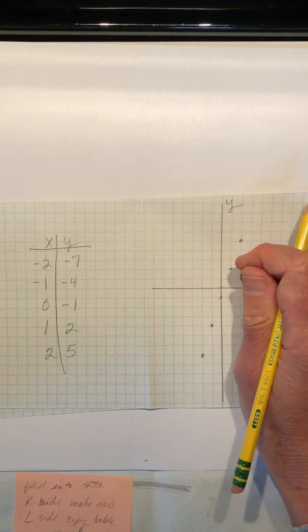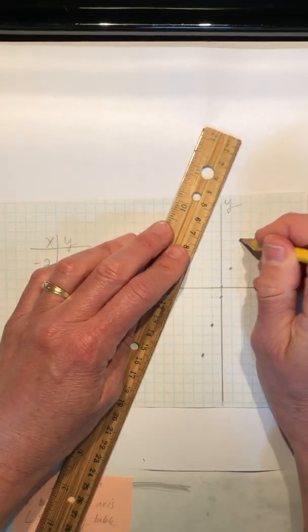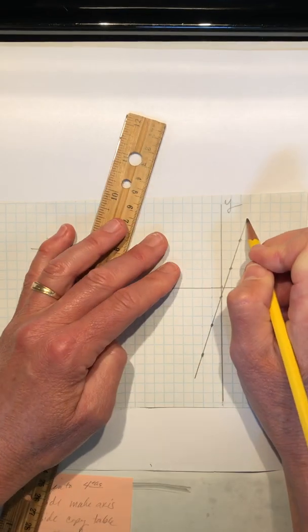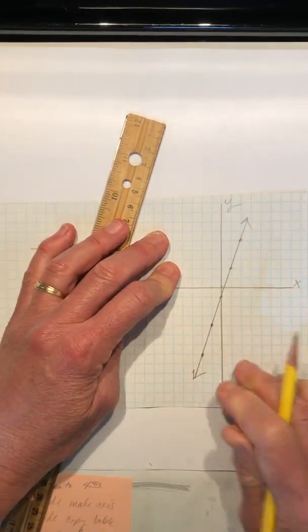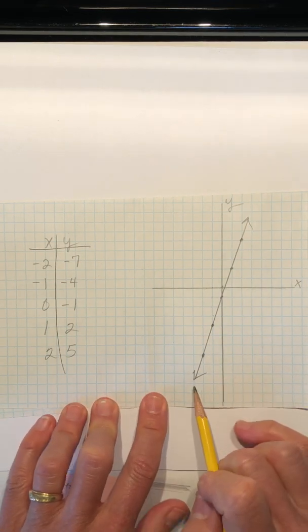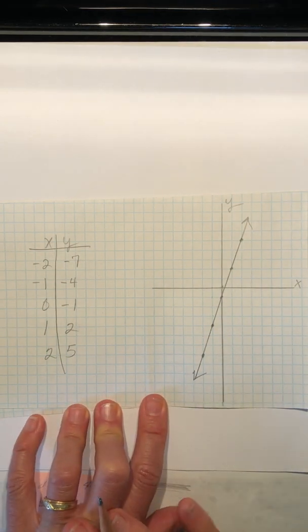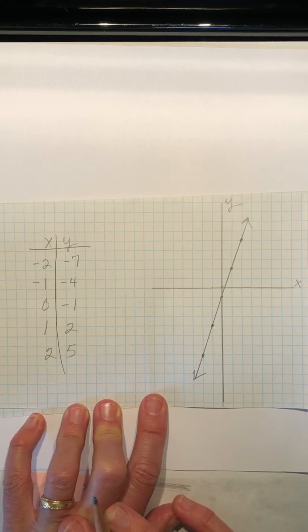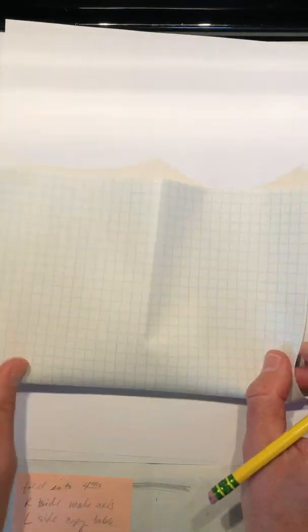I'm going to take my ruler. I'm connecting these points. I'm putting my arrowheads on the end because, again, this goes on and on forever. And this entire line is made up of a set of points, each of which make an equation true. All right, I'm going to get you set up for the last two, and then I'm going to have you work independently. So you're ready to flip over to the back of your graph paper.